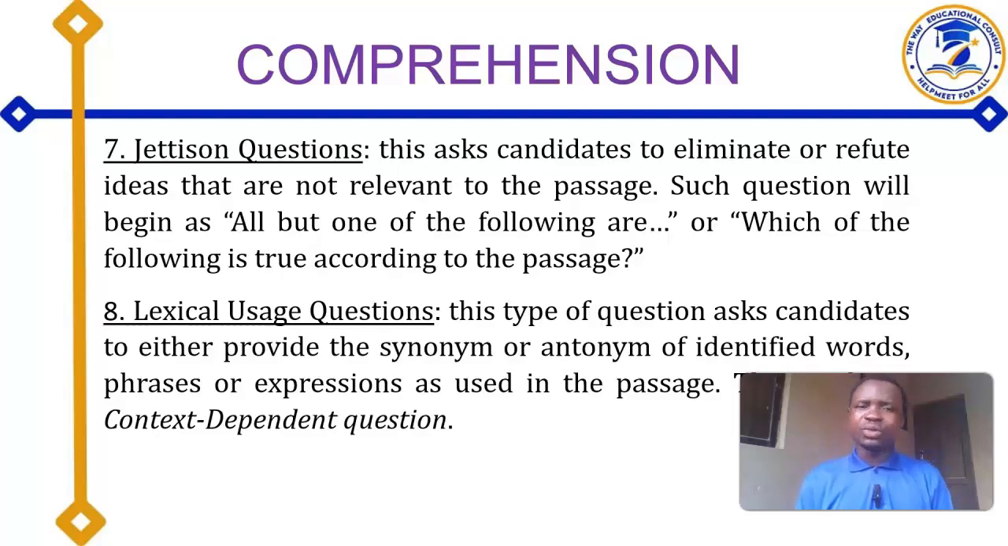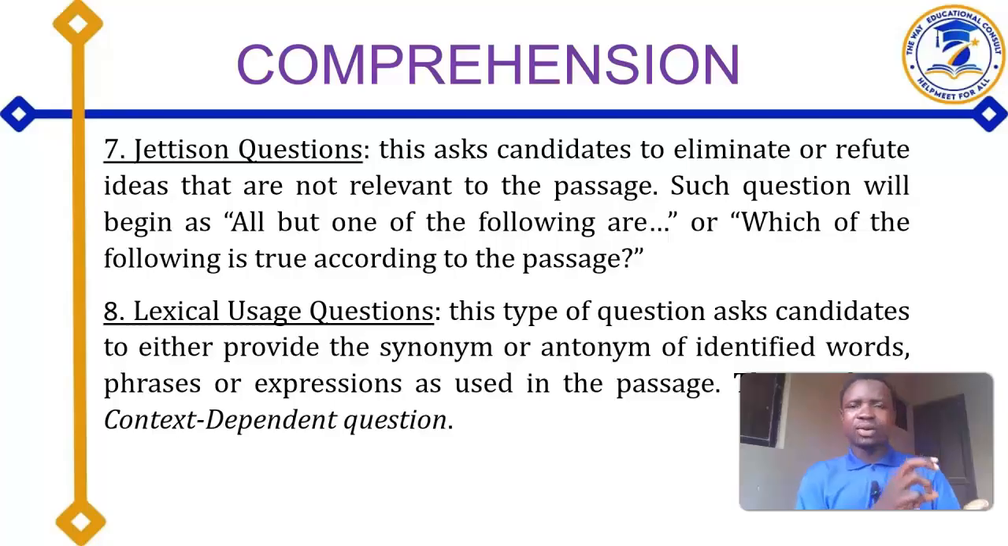And number 8, which will be the last, is lexical usage questions. With lexical, we are referring to lexical items, words, expressions, what they mean, and how they relate with other words. The most popular subtypes under this are questions on synonyms and questions on antonyms. I believe you know what they mean. Another section has been devoted to synonyms and antonyms, and you need to give attention to it, and many questions are even solved under it.